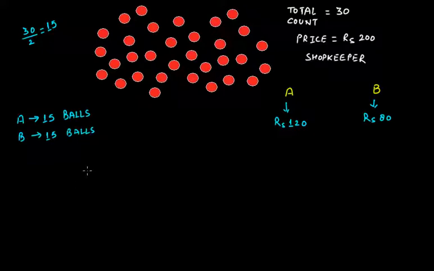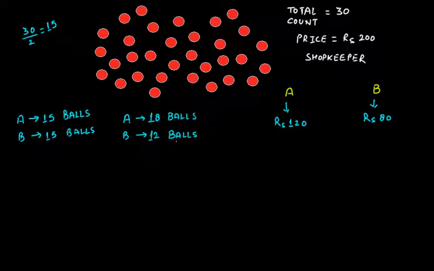But after some time A says, hey, that's not fair. B asks why. A says that since I have paid more than you, I should get a greater number of balls, or the greater portion of these balls should go to me. B says, yeah, that's actually correct. Then how should we do that? A says, actually, according to me, I should get 18 balls and you should get 12 balls.